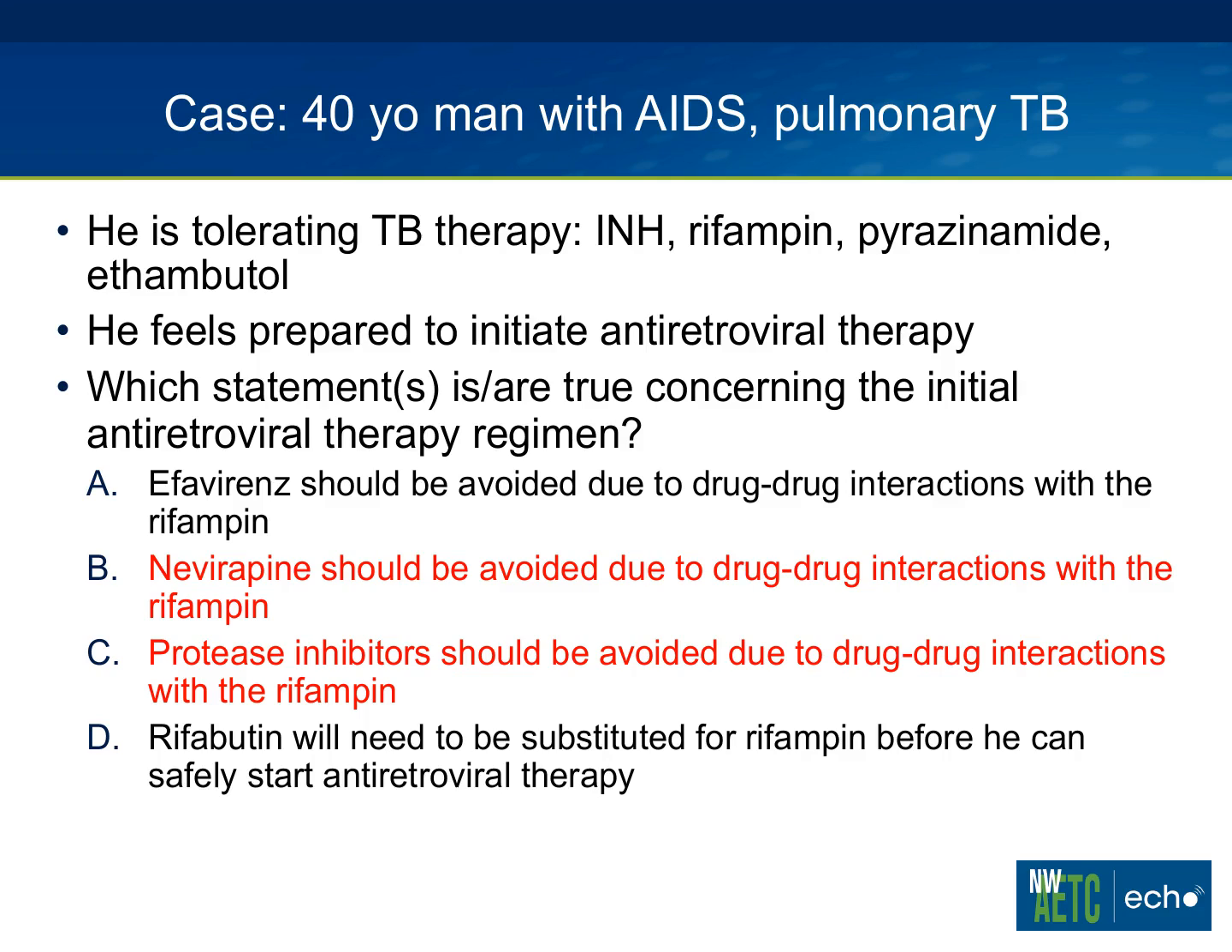The correct answer is B and C. Indeed, there are significant drug-drug interactions between the rifamycin class of tuberculosis drugs and several of the agents that we use to treat HIV infection. Specifically, the protease inhibitors are the most problematic and are generally contraindicated for use with rifampin. Nevirapine also really should be avoided if possible. Efavirenz, it turns out, is okay.